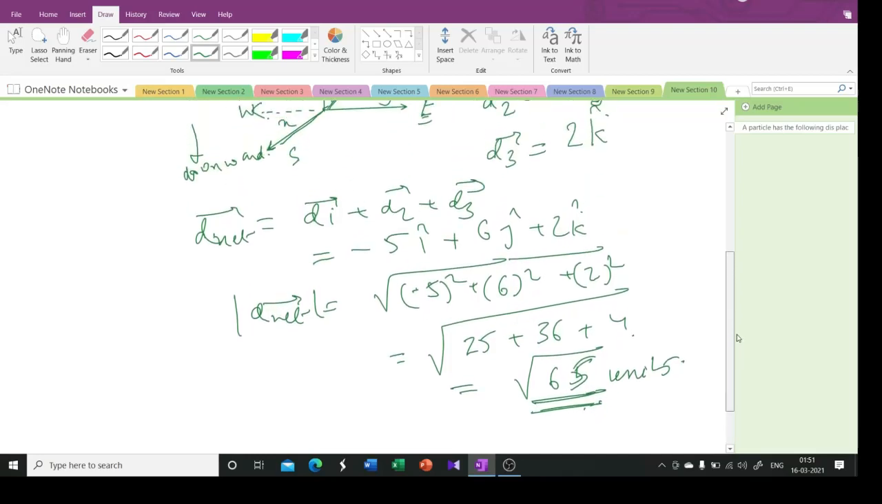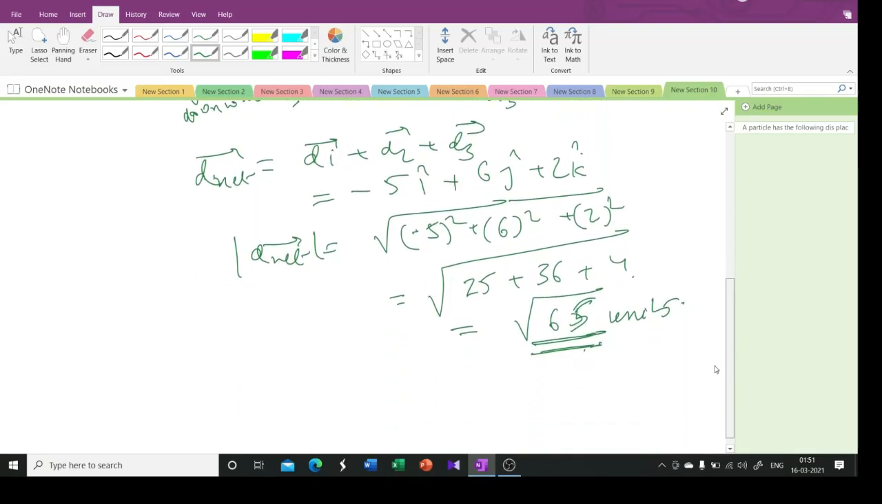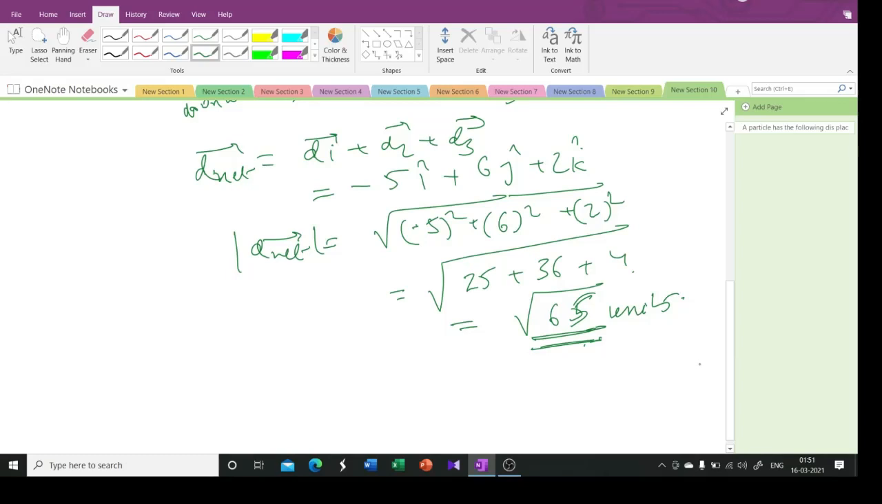So in this lecture we got a brief idea about vectors. In the next lecture we will be studying the vector laws of addition and the angle between the vectors and all those stuff.